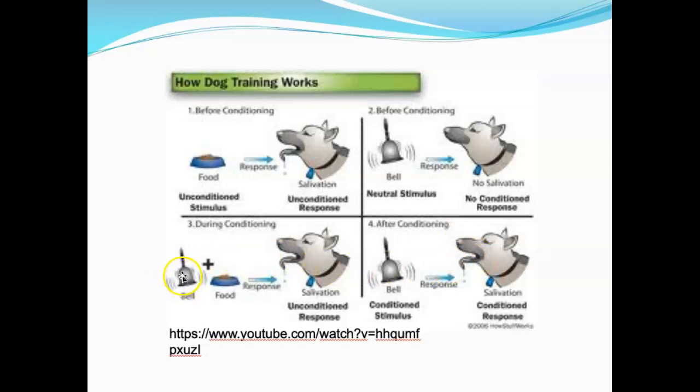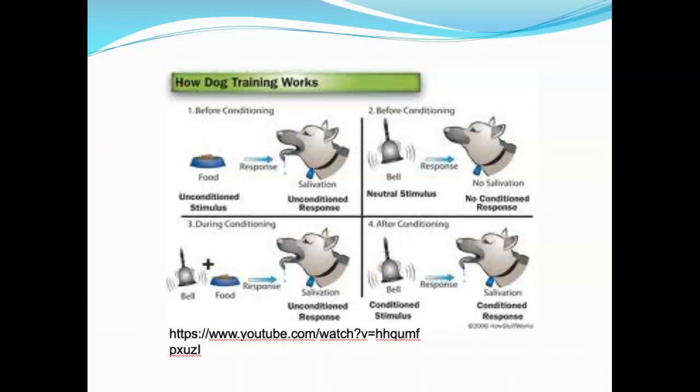So once the bell has been paired with the food, the bell then becomes the conditioned stimulus. And the drooling in response to the bell, and this is important, becomes the conditioned response. The drooling in response to the food is the unconditioned response, and the drooling in response to the bell is the conditioned response, abbreviated CR. And the bell itself is abbreviated the CS, the conditioned stimulus.